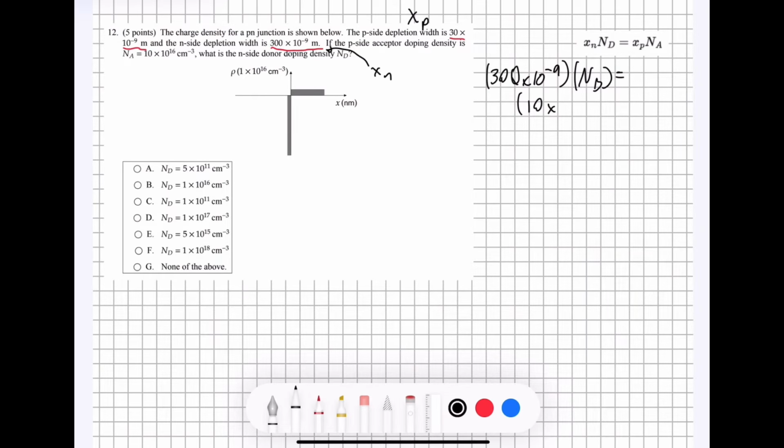10 times, well, that's Na technically, but it's okay. It doesn't really matter if we write them out of order. And then 30 times 10 to the negative 9. And then solving for Nd should be relatively simple. You're going to get Nd is equal to 1 times 10 to the power of 16. And if we look at our original problem over here, we can see that lines up with answer B right here. So B is going to be the correct answer for number 12.